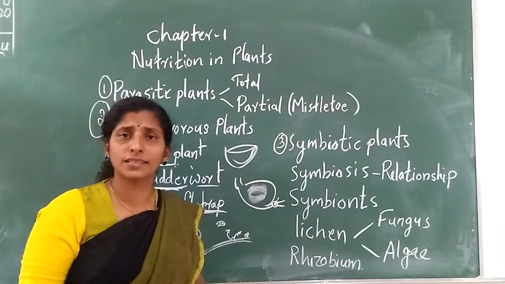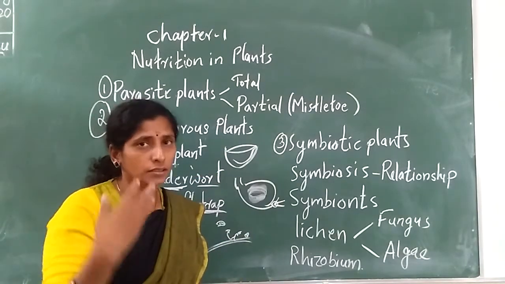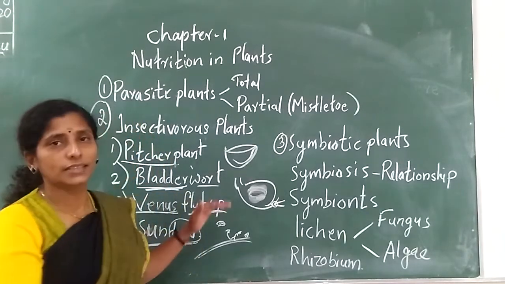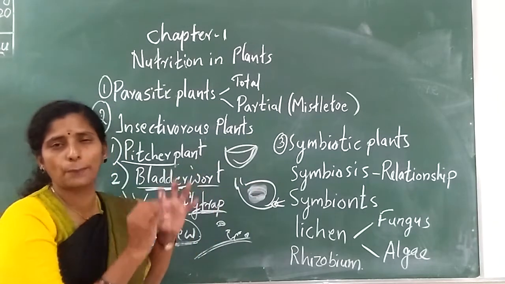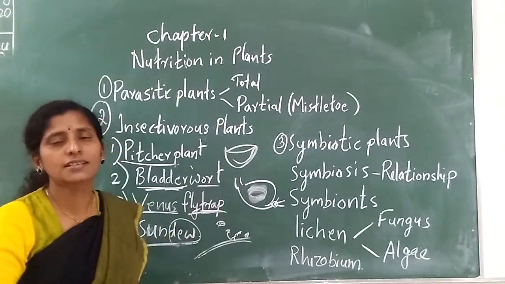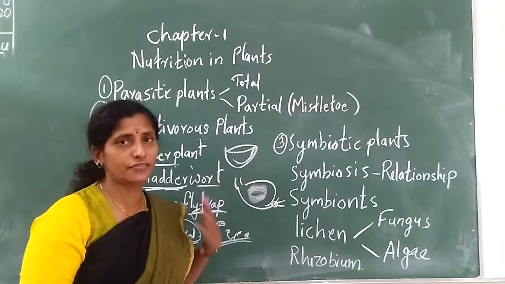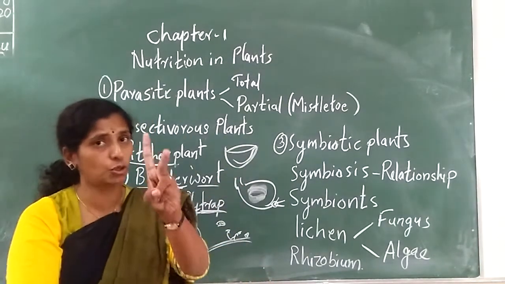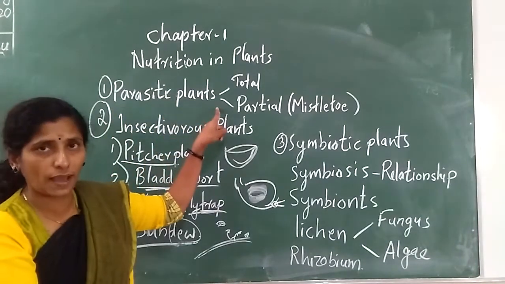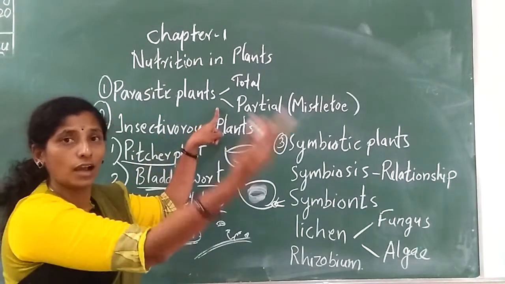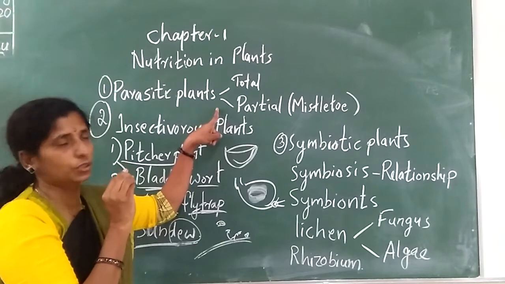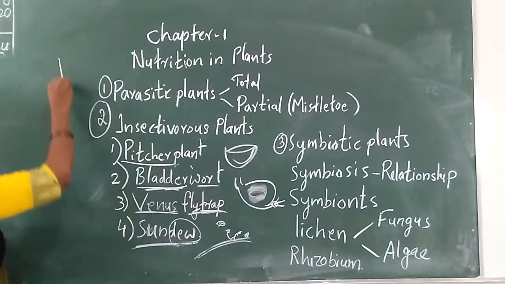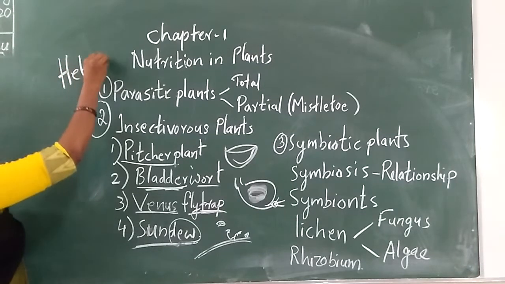Now you understood how these plants are trapping insects. Why are they trapping insects? To get some nutrients, especially nitrogen. By trapping insects they get sufficient nutrients for growth. Now we will discuss two types. What are they? Parasitic plants, these plants which grow on other plants and take the nutrients, and insectivorous plants. These all are what type of plants? Heterotrophic.